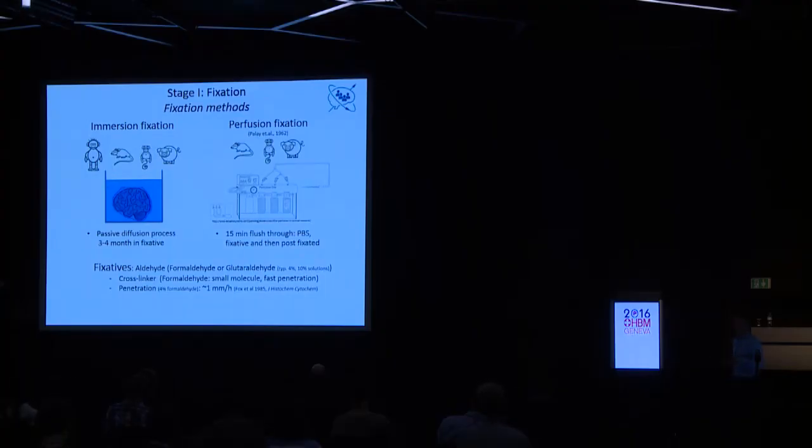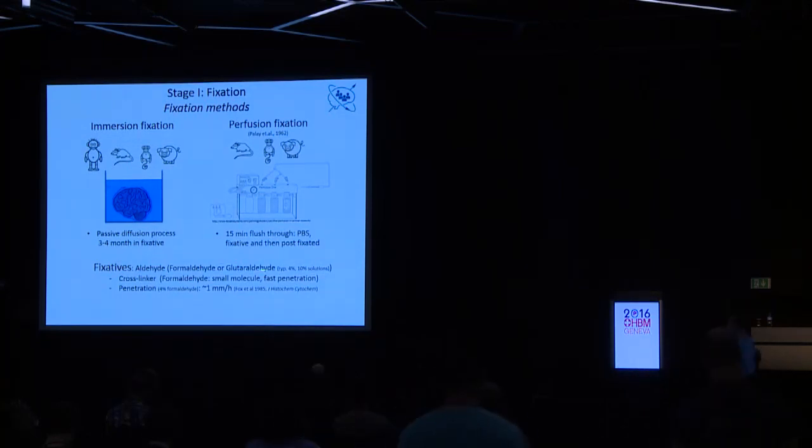So we have different types of fixatives. We have one we call the class of aldehydes. There's formaldehyde and glutaraldehyde. Normally we are using them in 4% and 10% solutions. These fixatives are like cross-linkers. For example, formaldehyde is a very small molecule that has the benefit of very fast penetration into the tissue and cross-linking the tissue to ensure it is stabilized over time.